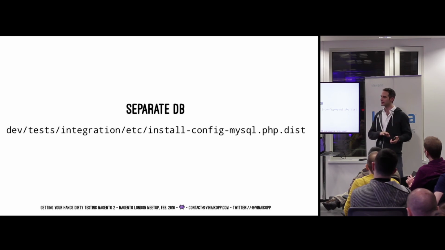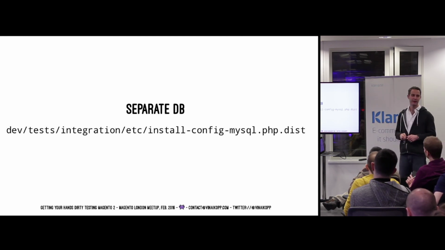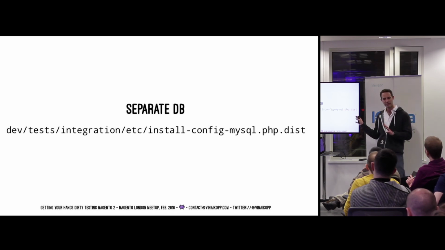And it's a good idea to use a separate database because Magento will be reinstalled into that database every time we run the integration tests. So it would completely mess up our production system if we tried to use that, right? So separate database. It just has to be a database. We don't have to manually install it. It takes care of that, but it has to be a separate database.